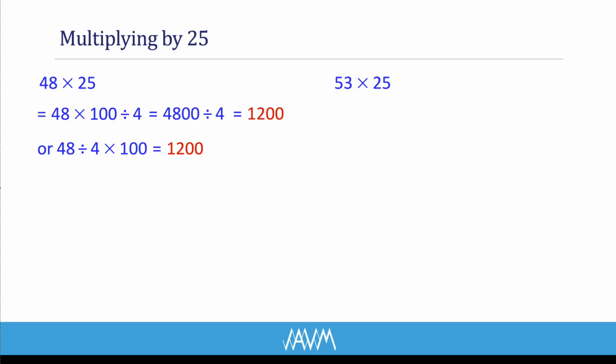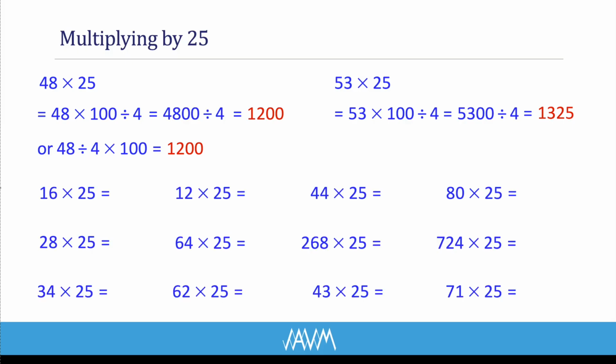Another example, 53 times 25. 53 multiplied by 100 divided by 4 is 5,300 divided by 4, which is 1,325. Have a go at this exercise. Stop the video and then I'll show the answers afterwards. So here are the answers.